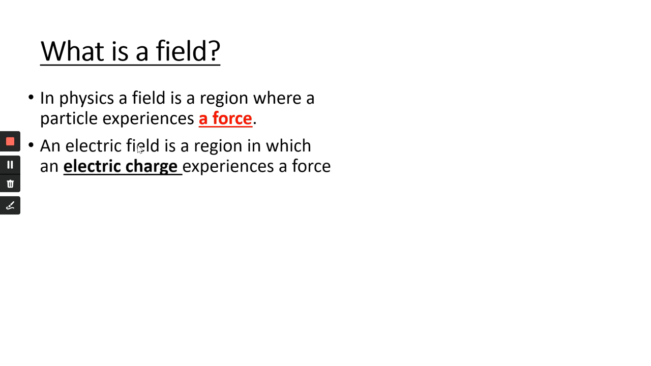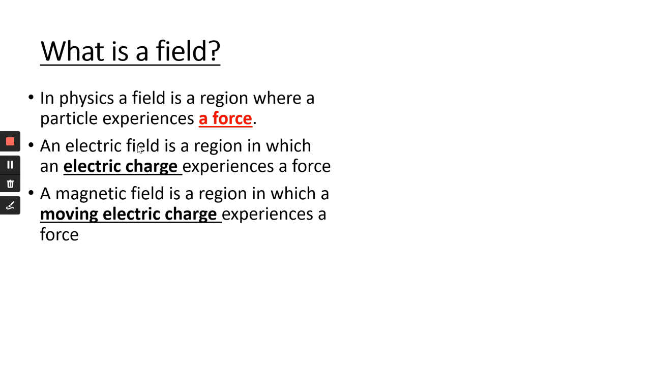In the case of an electric field, only a particle that has an electric charge will experience a force. So if you have a neutron passing through an electric field, it will not experience a force at all. Likewise, a magnetic field is a region in which a moving electric charge experiences a force. We'll come back to that one because the magnetic field is a little bit more interesting than the electric field. Magnetic fields revolve around the interactions between moving charges and the field.